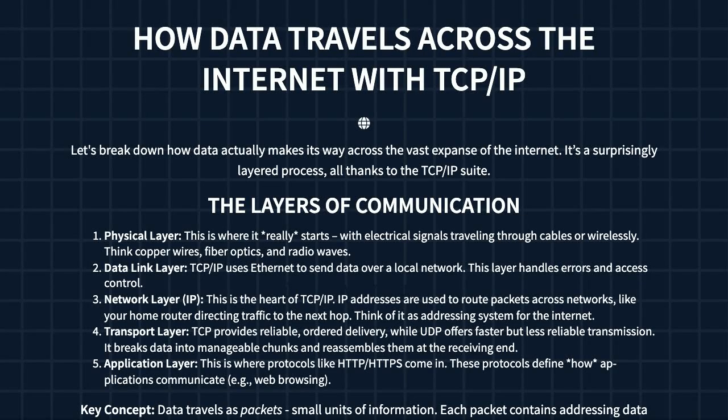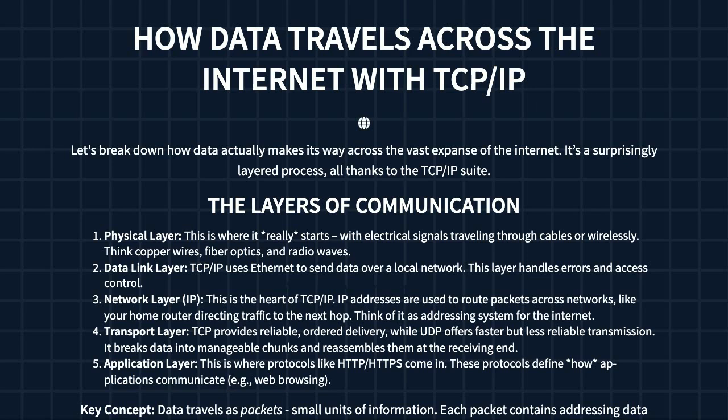Okay, so you're wondering how your emails, videos, and web pages actually get from one place to another. Well, it's not like a single, direct route. It's more like sending a really complicated letter. The internet uses something called TCP/IP. Think of it as a set of rules for how information is broken down, sent, and put back together. First, the data starts with the physical layer, which is just about getting the signal from one place to another, like electricity through wires or radio waves.